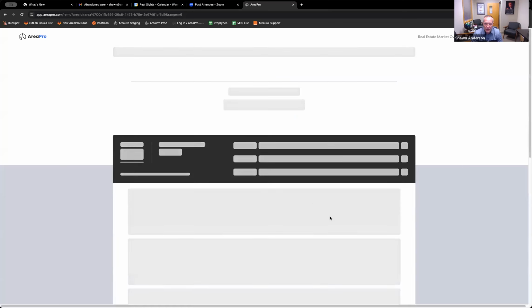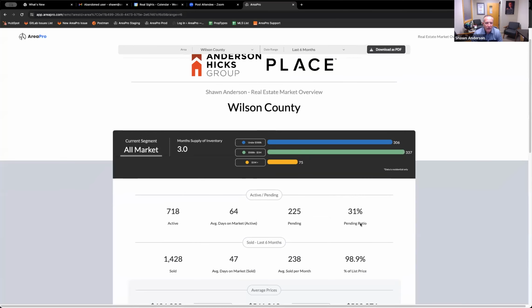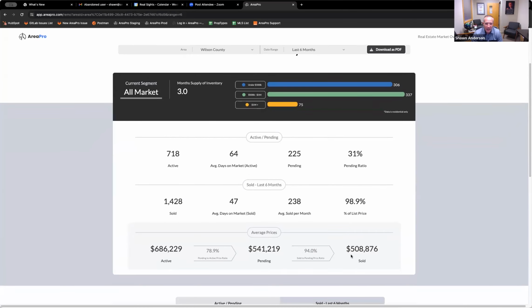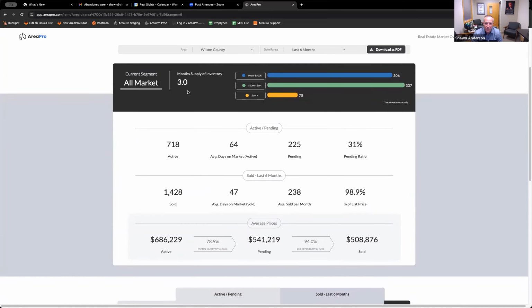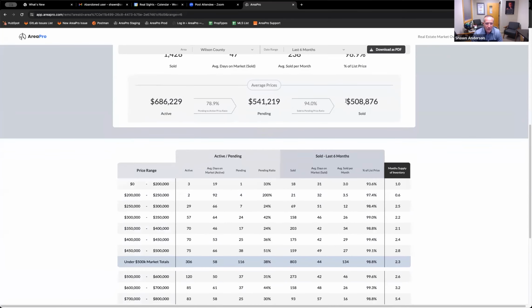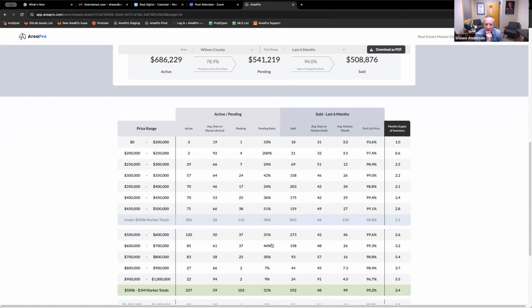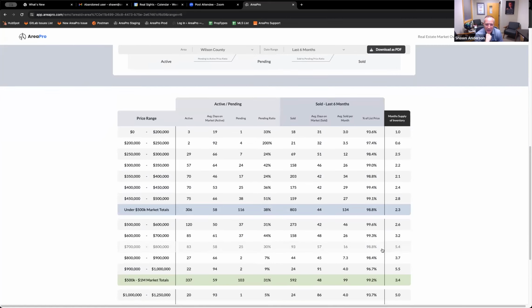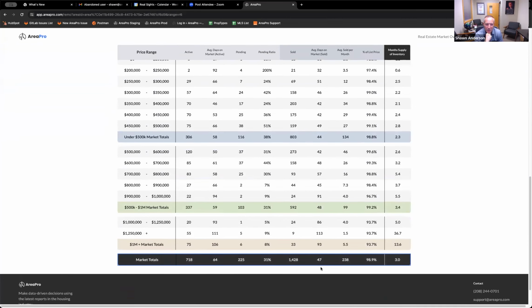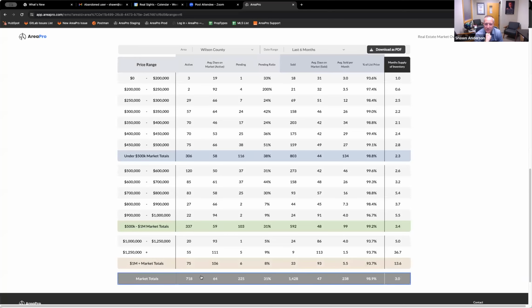But we'll do Wilson because that one will be ready. So you saw how fast that was to add, and now it's ready, and it would pull instantly every day from here on out. So there's a 3-month supply in Wilson, 700 active homes. Your average price range is a little bit more normal than Brentwood. And Brentwood is not normal. I think it's the highest average that I've seen of any areas that I created. San Francisco was the previous winner, but Brentwood trumps that one by far.